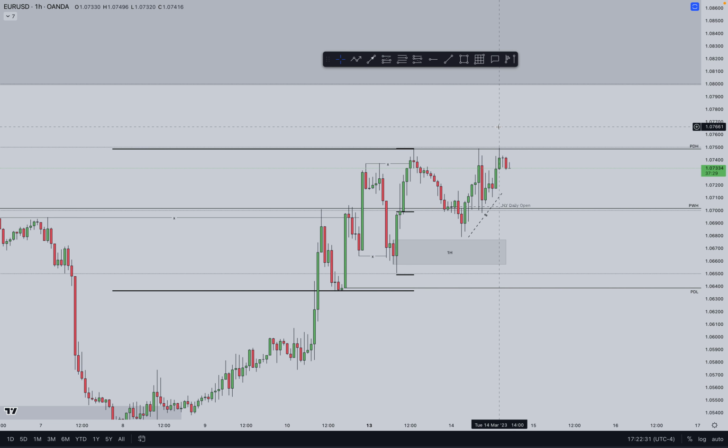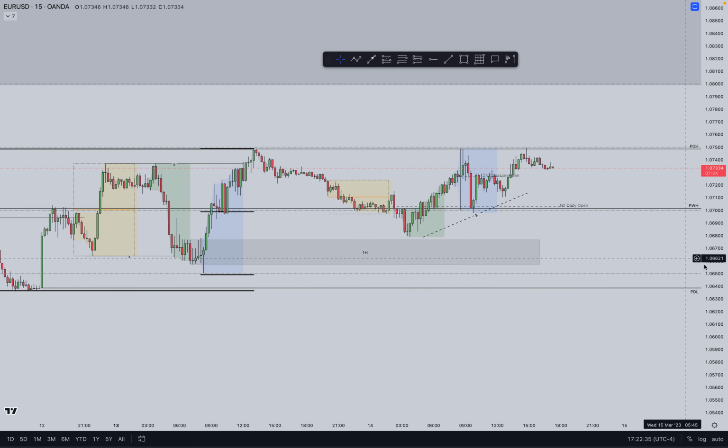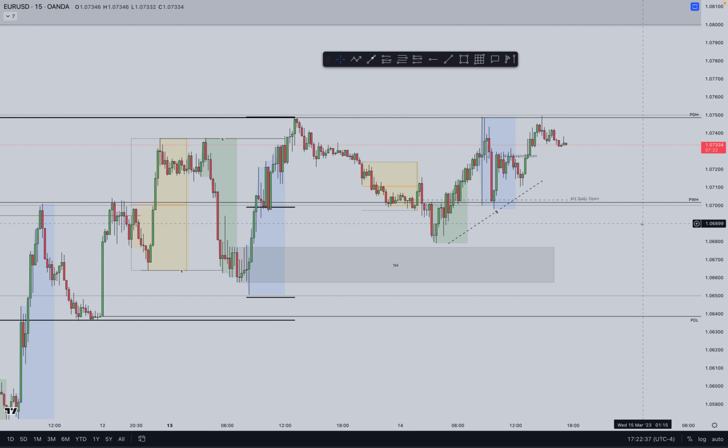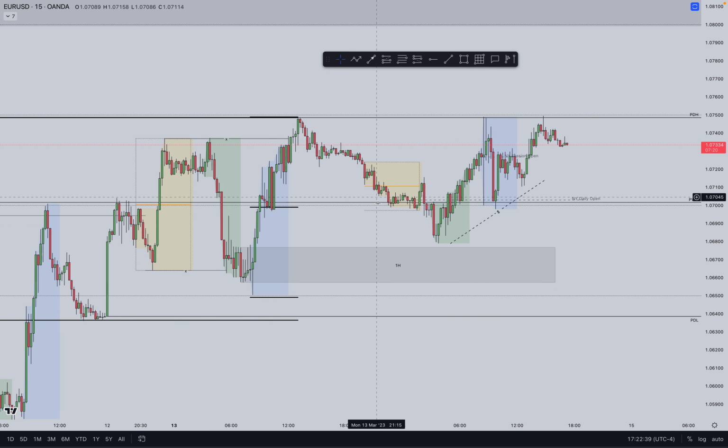We'll go into the 15-minute just to show you the breakdown even more. You can see we had this here. We had a nice rejection off of the midline of Asia, which then, as London always does, or at least most of the time, it will take that Asia sell side liquidity. It's gone into the 1 hour imbalance and made its way for buy side.